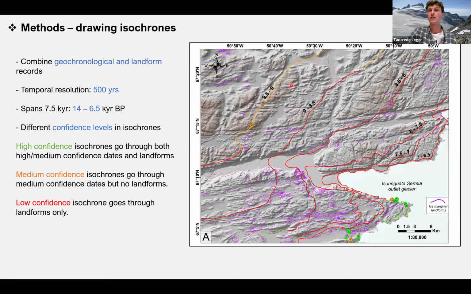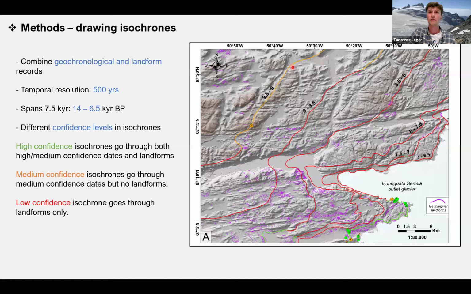And what we do is we attach a temporal uncertainty to these isochrones based on the uncertainty related to the actual summary event ages. So here, for example, you can see in black, we have an uncertainty of 500 years. And then we also have an uncertainty that is spatially expressed by the quality of the geomorphology or the geochronological markers that we have. So for this, we have different levels of confidence that are highlighted by the color code here. So we have high confidence isochrones in green. These, for example, go through both some high and medium confidence dates and also through some landforms. So here we have pretty good confidence as to where the former extent of the ice sheet was.